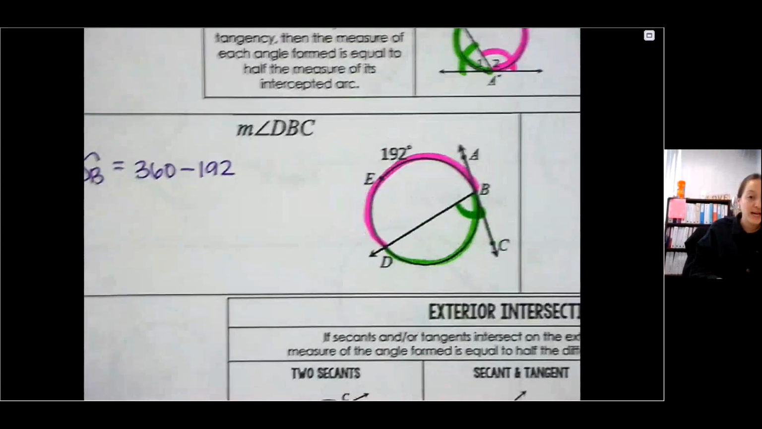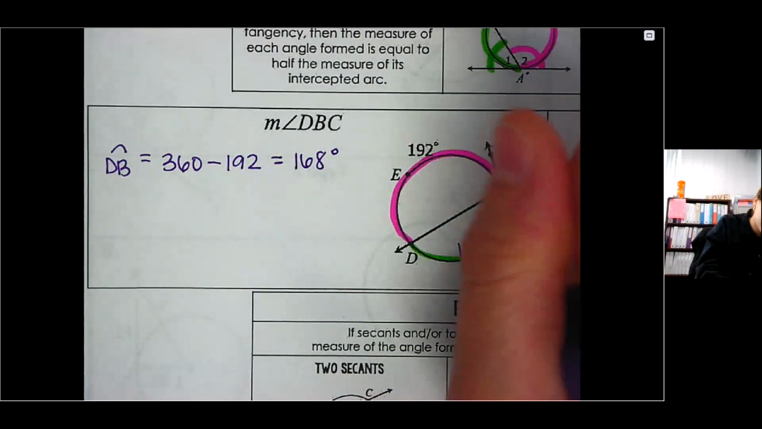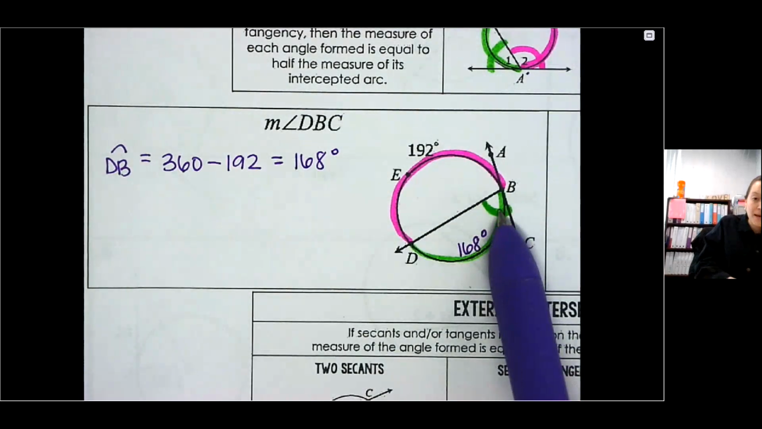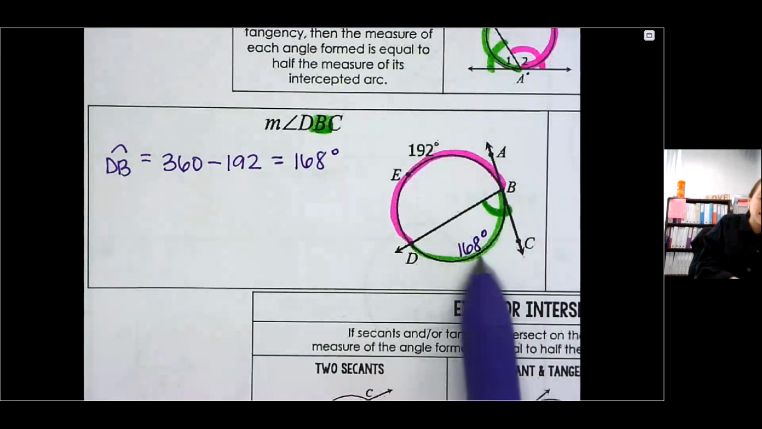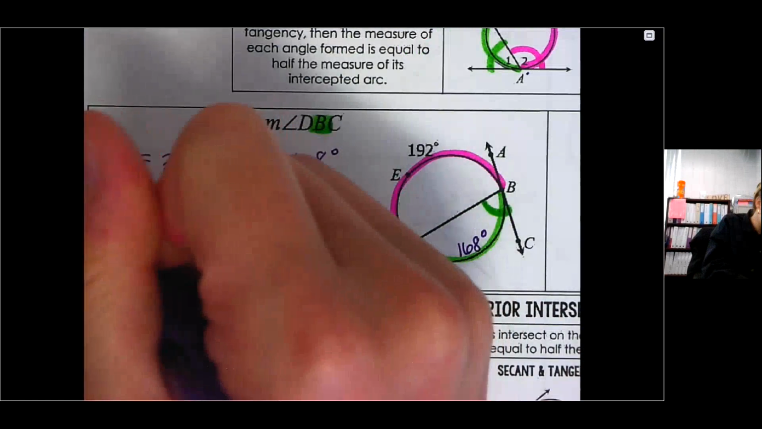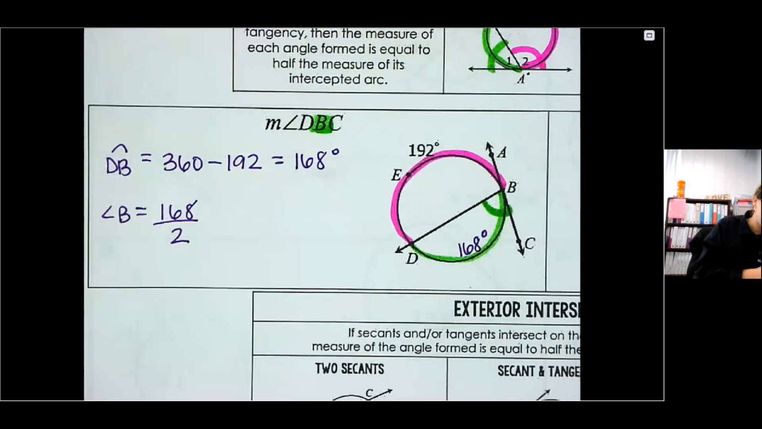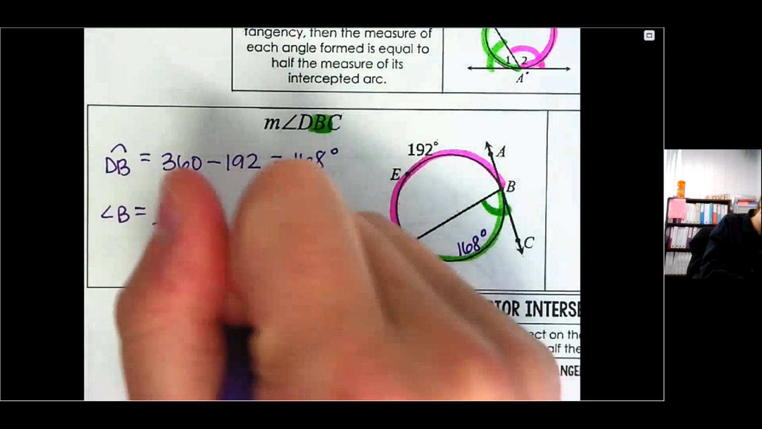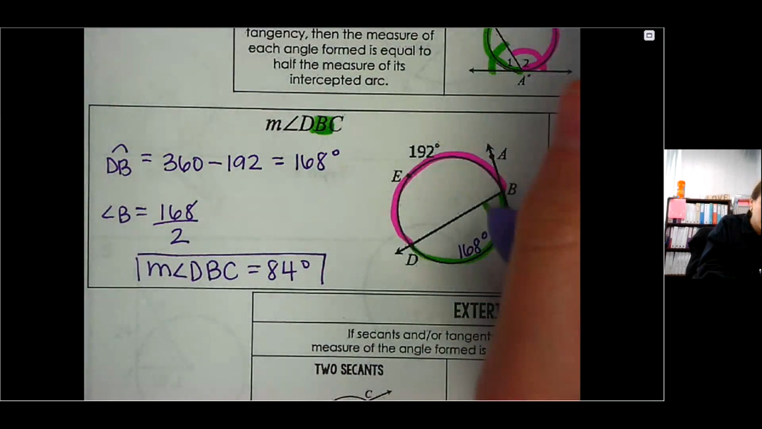So I'll take 360 minus 192. Okay, when I do that, I get 168 degrees. So that means D to B, arc DB, is worth 168 degrees. Now, to get the measure of angle B, I'm going to take 168 and take half of it. So to find angle B, I will take 168 and divide it by 2. So I end up getting that the measure of angle DBC is 84 degrees. So this little angle is 84 degrees.